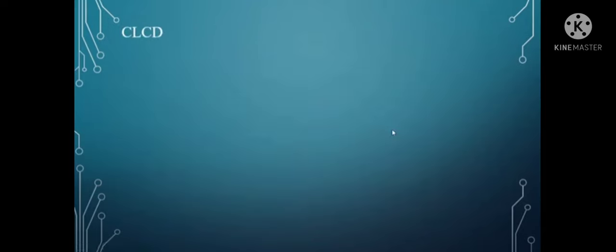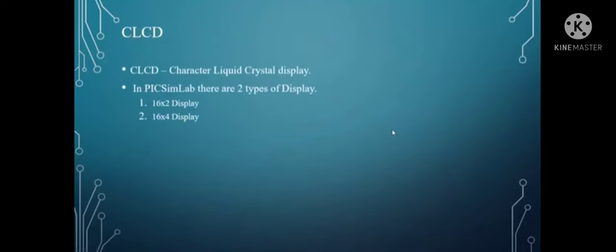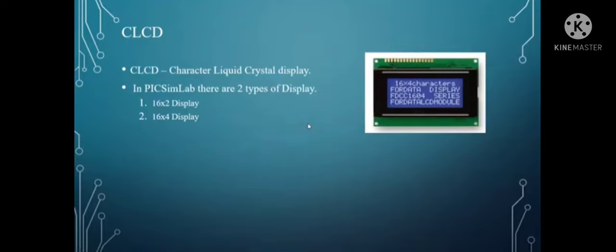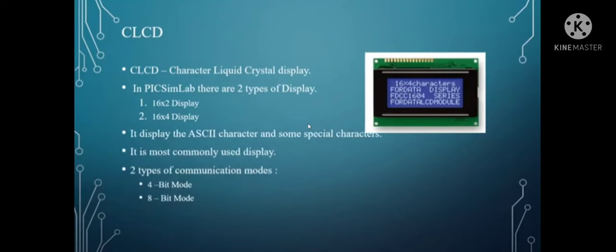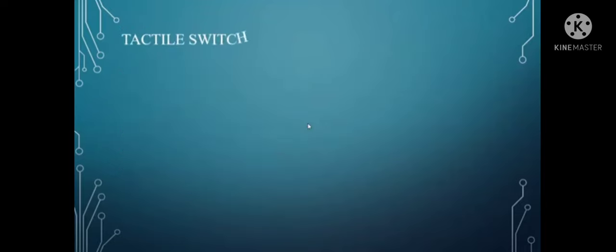Next, CLCD. What is CLCD? CLCD is a character liquid crystal display, which is used in this project. In PixelMLab, there are two types of display, one is a 16x2 display and the other is a 16x4 display. We are going to use the 16x4 display in this project. This displays the ASCII characters and some special characters. It is most commonly used to display. There are two types of communication modes, 4-bit mode and 8-bit mode. Here we are going to use 4-bit mode.